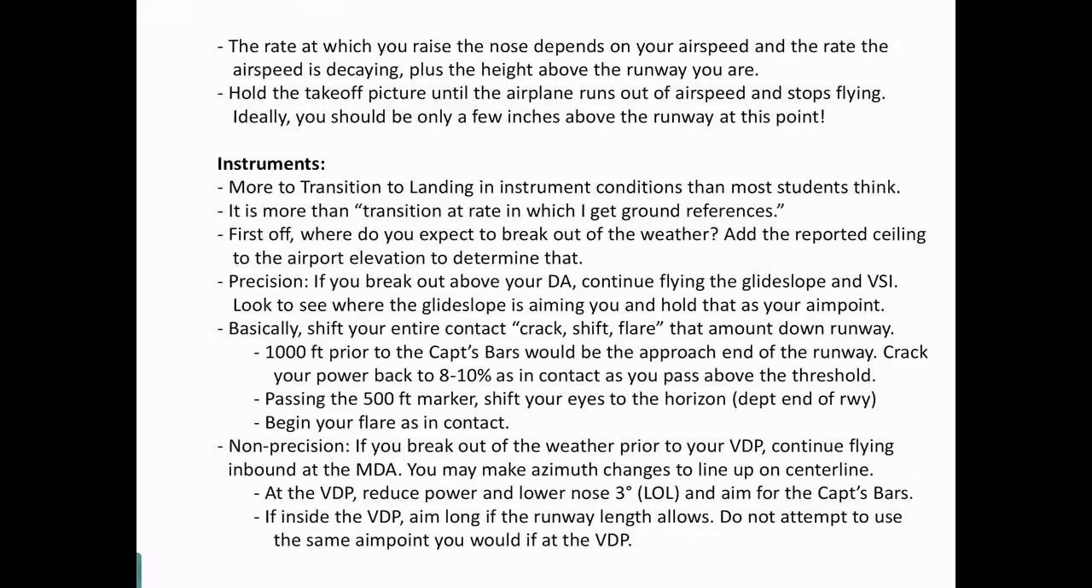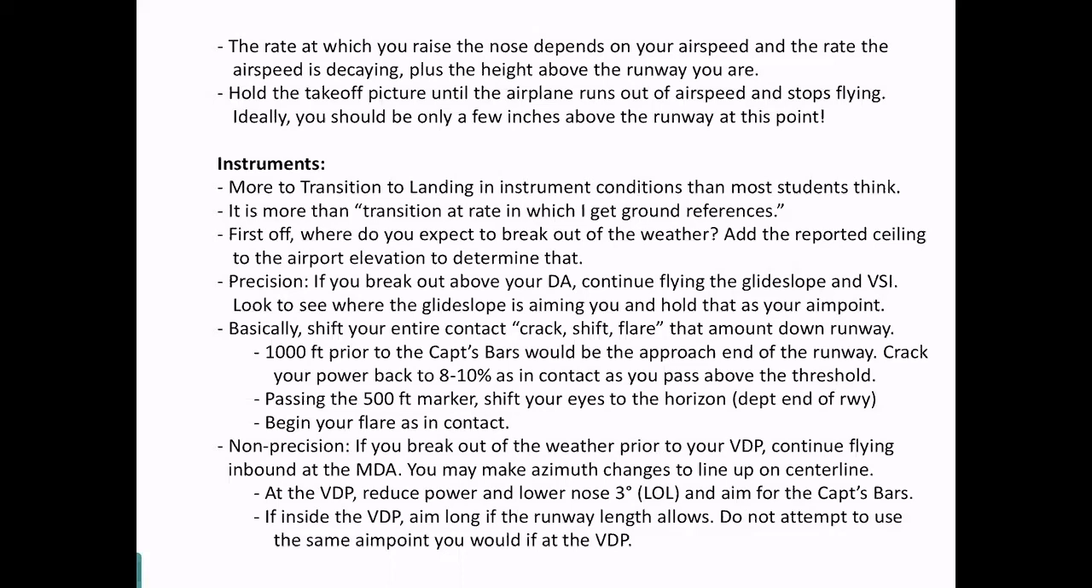Now, in instruments, we call it transition to landing. In your pre-brief, you have a section where you're supposed to talk about transition to landing. And let me tell you, it's more than simply saying, I'm going to transition at the rate at which I get my ground references. There's a lot more to it than that, and you need to brief more than just that. First off, where do you expect to break out of the weather?